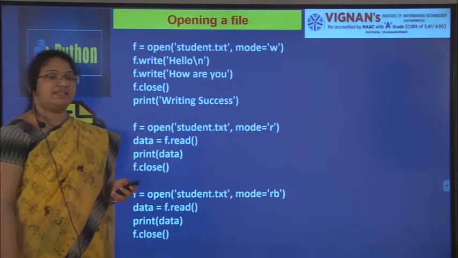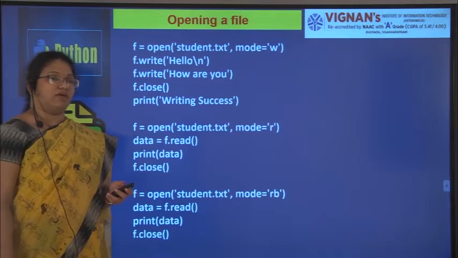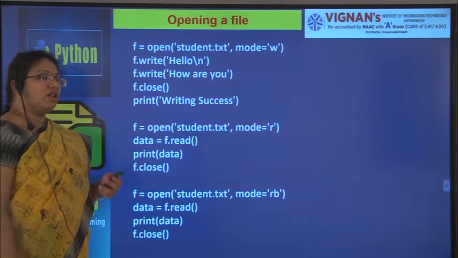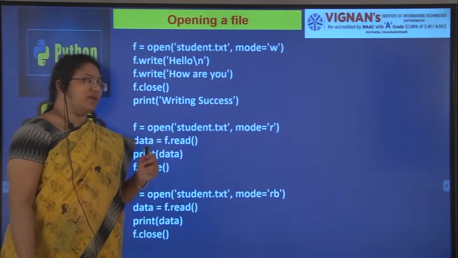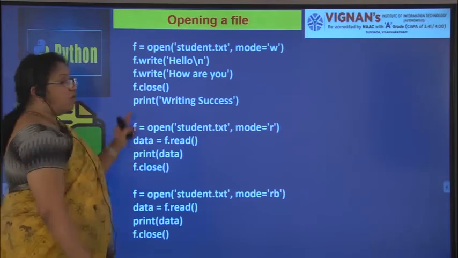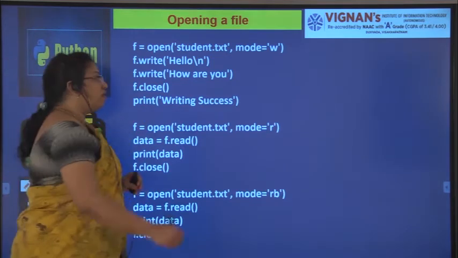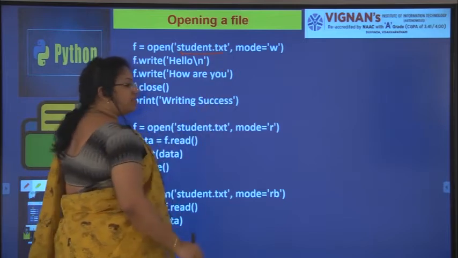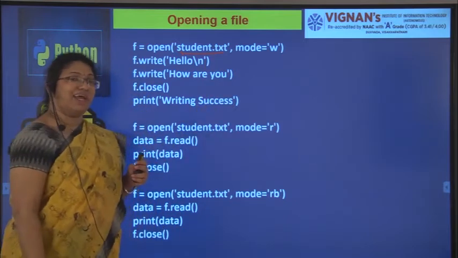Next, we'll see an example of how to perform opening of a file. If you want to open a file, we have to use the function open, followed by the name of the file. Student.txt is the name of the file. Next, in what mode do I want to open it? Write mode.